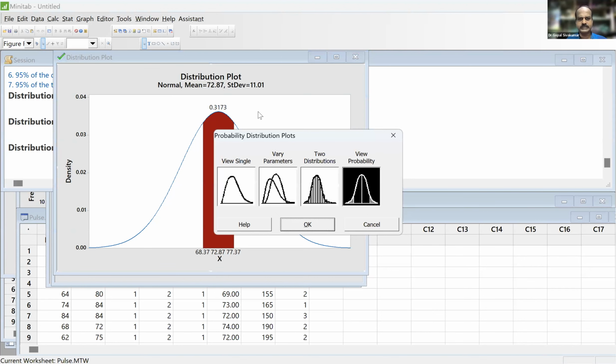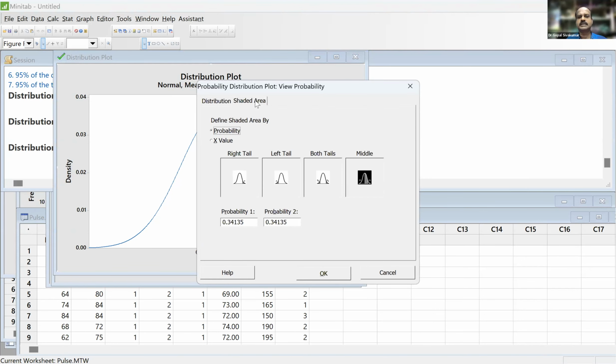Okay. Mean and standard deviation declared. Let me give the X values, two values. Very good. Now, please tell me, all of you have the mean and standard deviation, right?